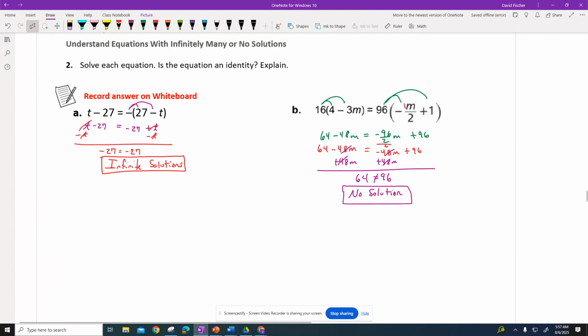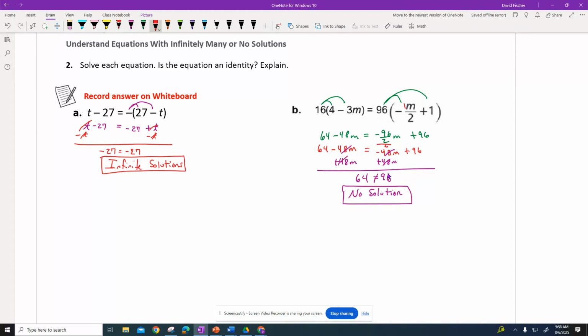Let's see, this is really a -1 times 27 right here, and -1 times t, so it's just the opposite signs of whatever's in the parentheses. I decided to get my t's over here. My t's went away right away, and I had -27 equals -27, so that's going to be infinite solutions.